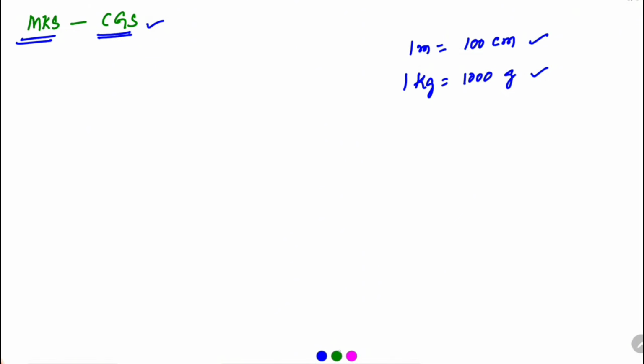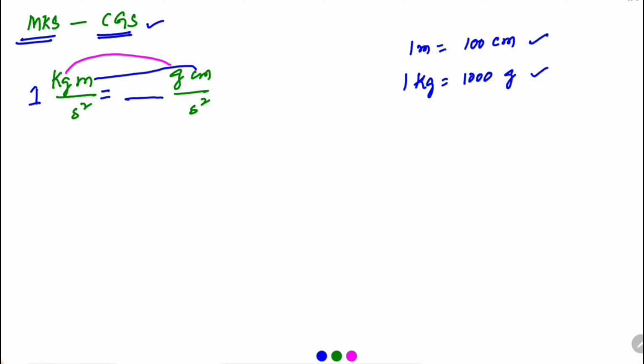Clear? So, what is the MKS unit of force, children? Kilogram meter by second square. Simple. What is the CGS unit? Gram centimeter by second square. So, now we are converting 1 kilogram meter by second square is equal to dash gram centimeter per second square. Very simple here. You are converting kilograms into grams and you are converting meters into centimeters. That's all. So, use the values from here.